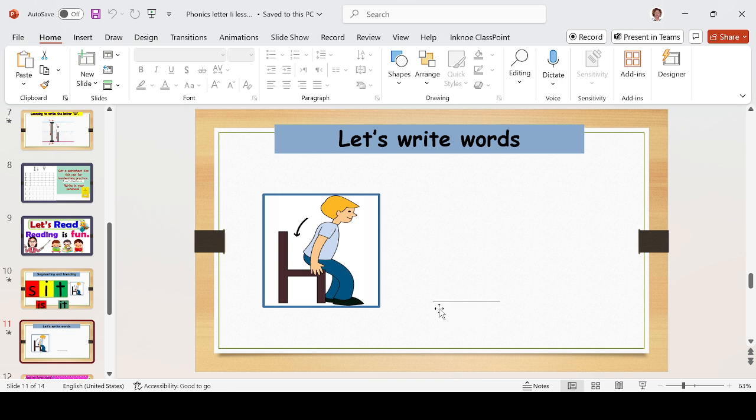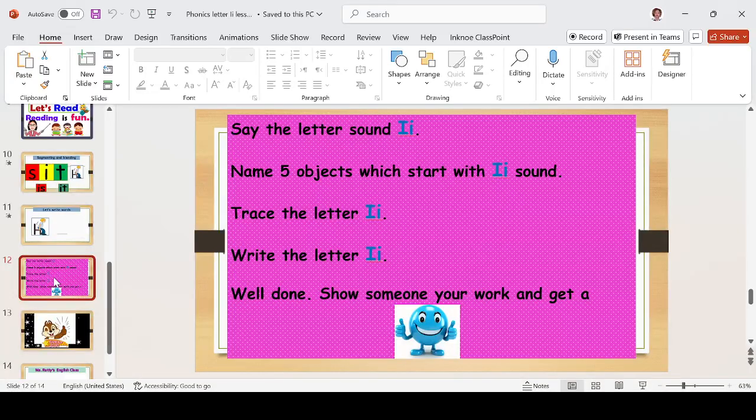Okay, then you write the word sit. The word sit is s, e, t, sit. If you cannot remember, it's here, but I want you to be able to write it independently from your head, because we did the letter S, we did the letter E, and we did the letter T. So I want you to use your head to write the words, and then you color. So pause the video, stop the video, and do the writing work. Okay, when you are done, you will continue to the next one.